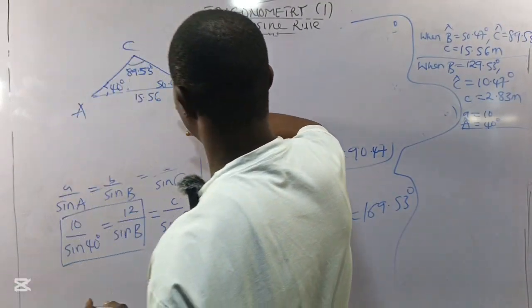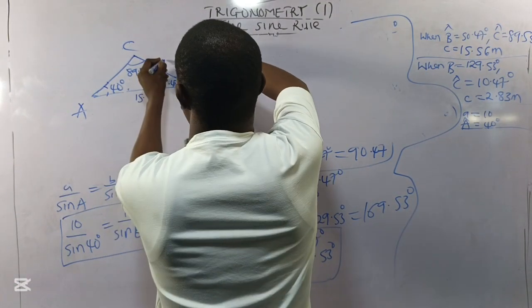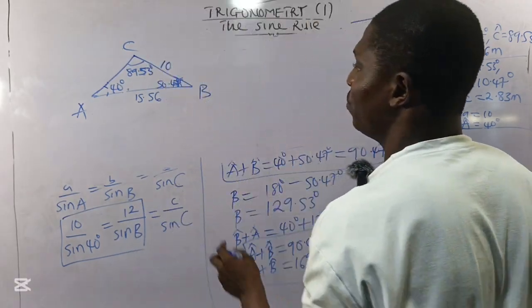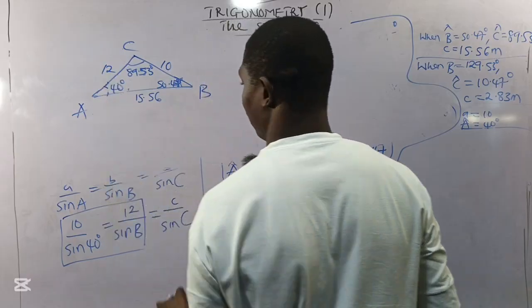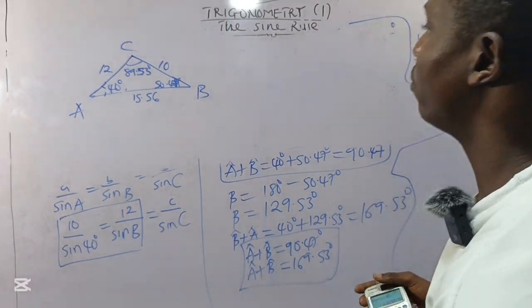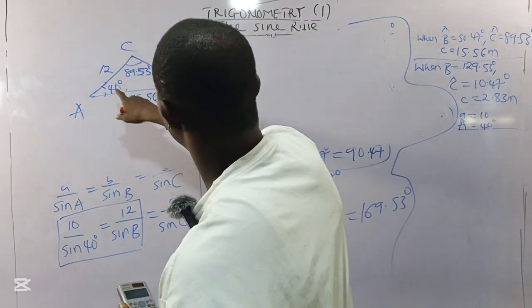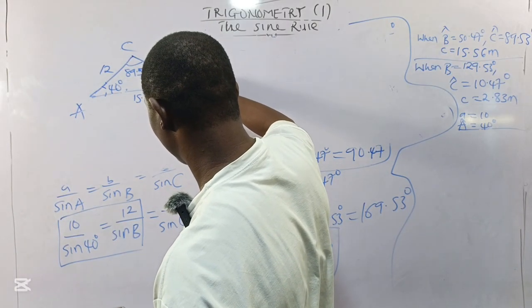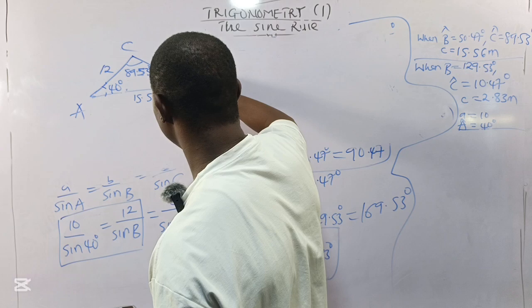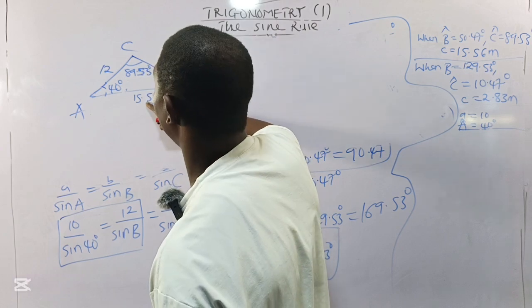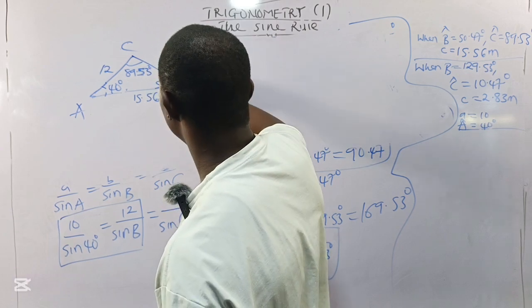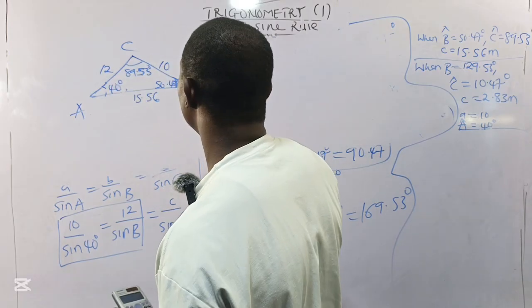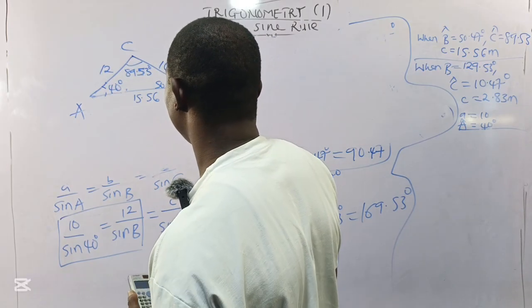And remember my side A was given here as what? 10. And my B was given as what? 12. You can see it here. Now, if you watch, 12 plus 15.56 is greater than 10. Good. 12 plus 10, 22, is greater than 15.56. Good. 10 plus 15.56 is greater than 12. Good. So in terms of sides, the triangle exists.